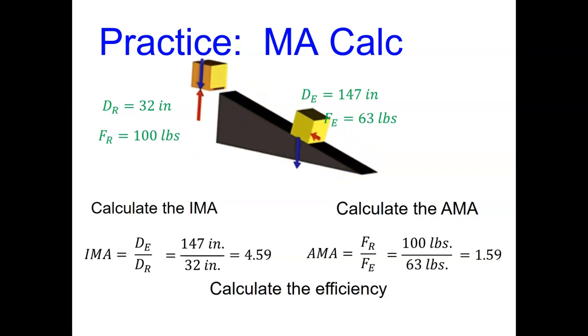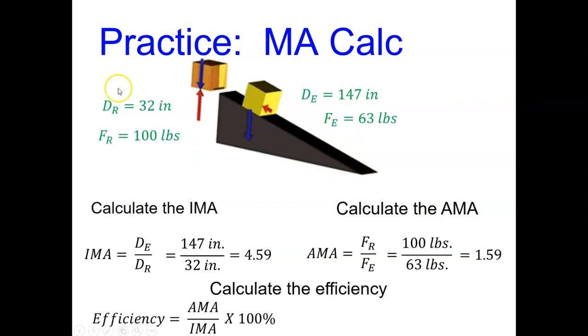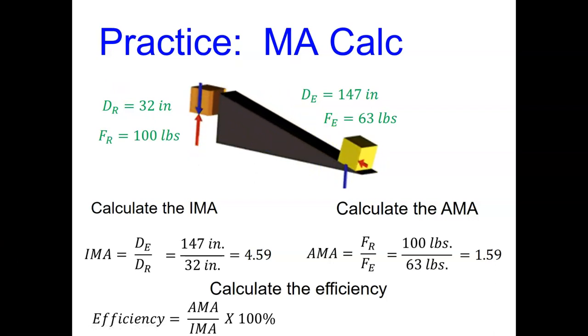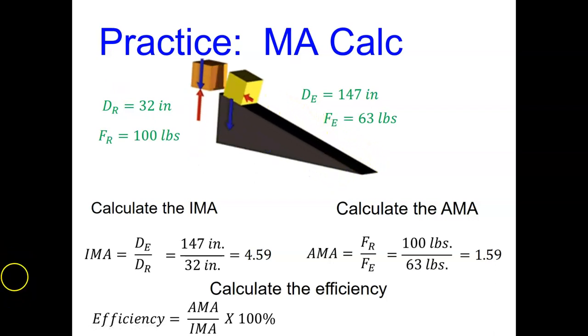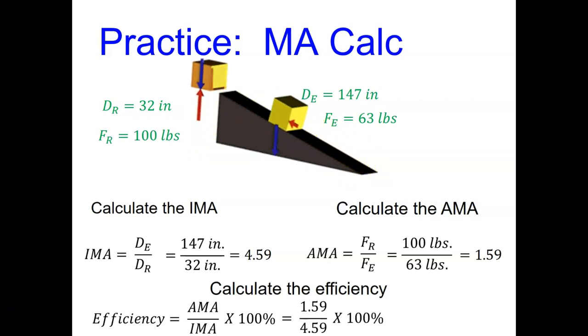Notice right off the bat, our IMA and our AMA are not equal. In fact, our AMA is less, which is going to happen in real life because IMA and AMA will never equal each other unless we have what we call an ideal situation. So let's do one more step. Let's calculate our efficiency. If we take our efficiency equation, which is AMA over IMA times 100%, then all we have to do is plop in those numbers. So we have 1.59 divided by 4.59 times 100%, which gives us a final answer of an efficiency of 34.64%.